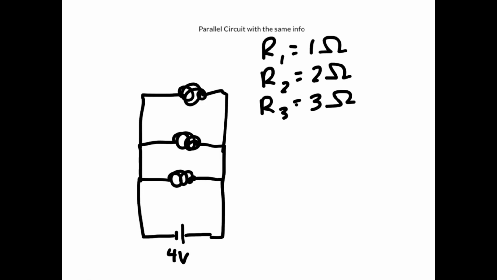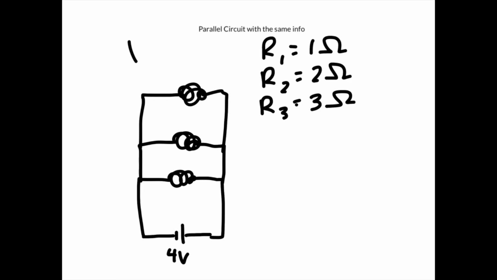So now let's look at an example of a parallel circuit with the same information. Imagine that I had the same 4-volt battery as before, and I wired this in parallel to resistors R1, R2, and R3. So I'm having the same amount of ohms of resistance as our previous example.